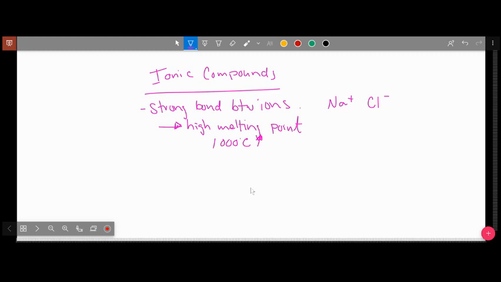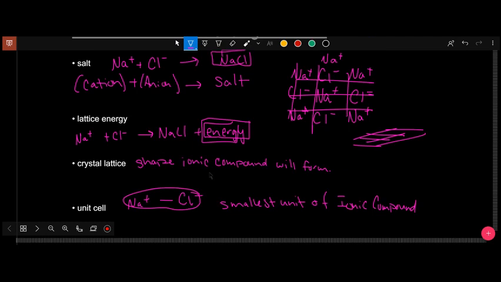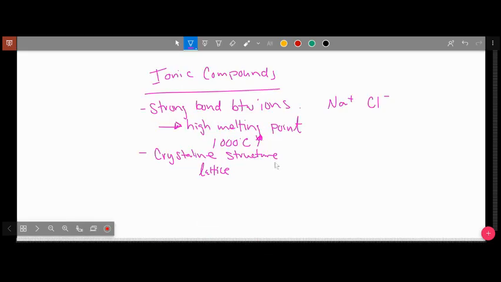So another thing is that they're going to form something called, like we said, a crystalline structure. And that is, again, because of that repeating lattice structure. I think I just butchered the word lattice. No? Okay, just looks weird.